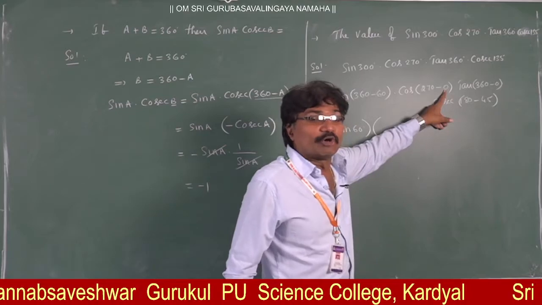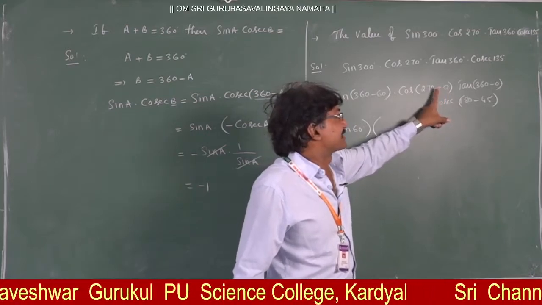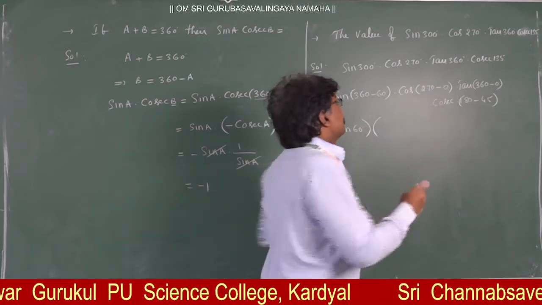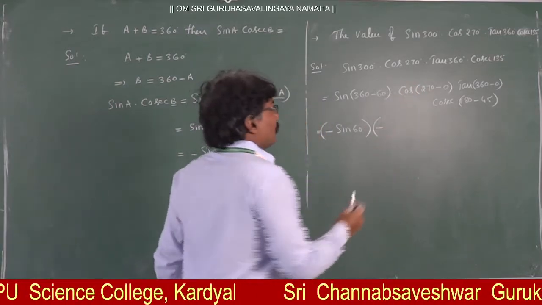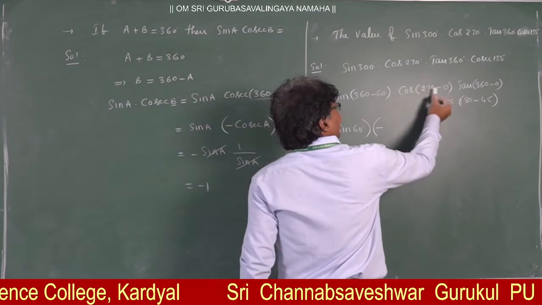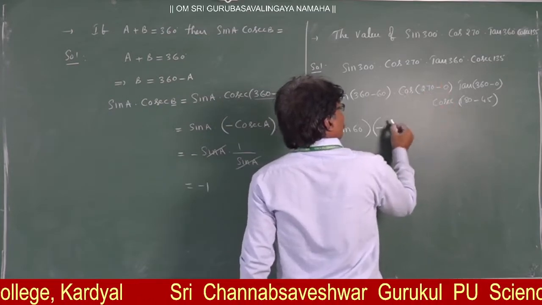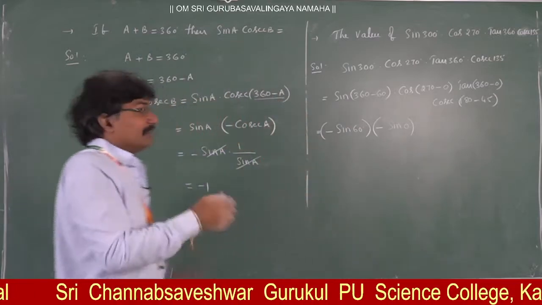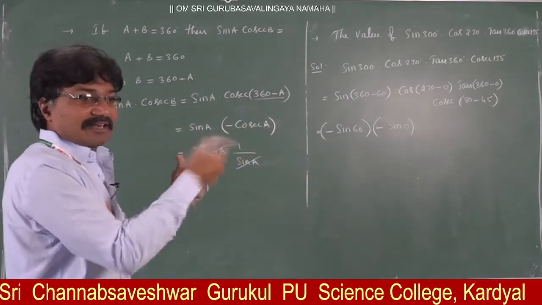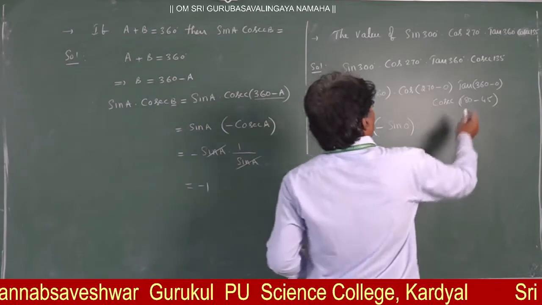Okay, 270 minus theta belongs to the third quadrant. Third quadrant, cos negative. 270 minus or 270 plus, cos will be changed to sin. Cos will be changed to sin. Sin will be changed to cos. Like that, the transformation is opposite.